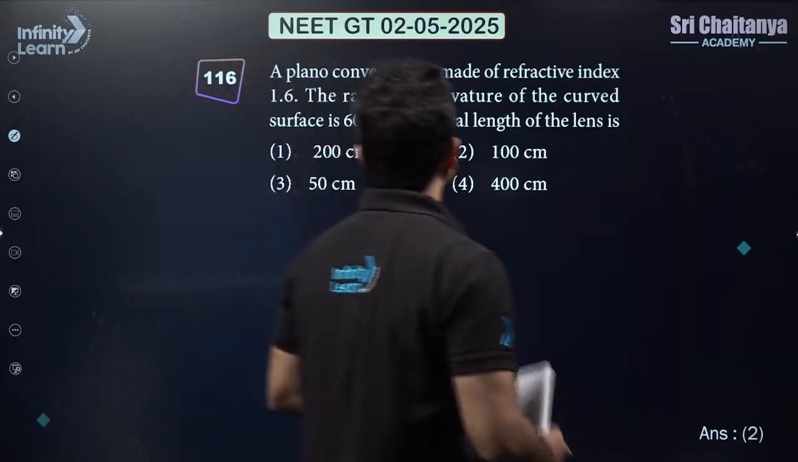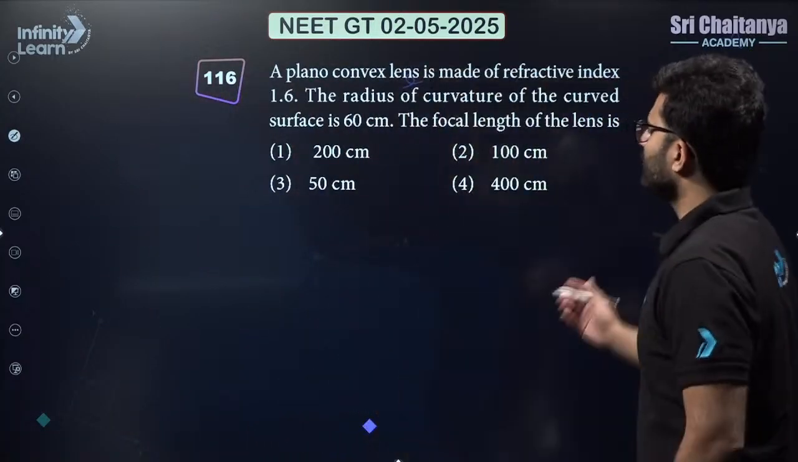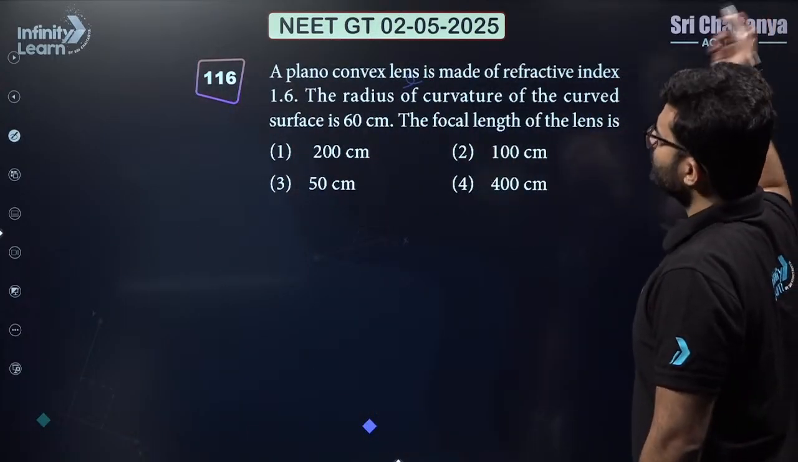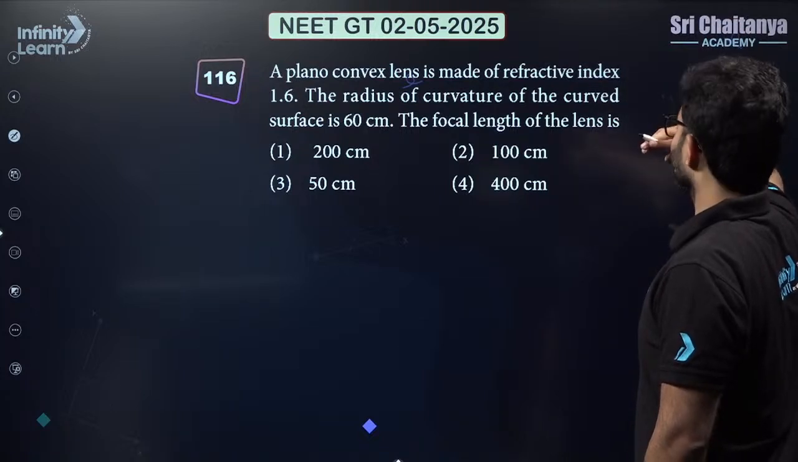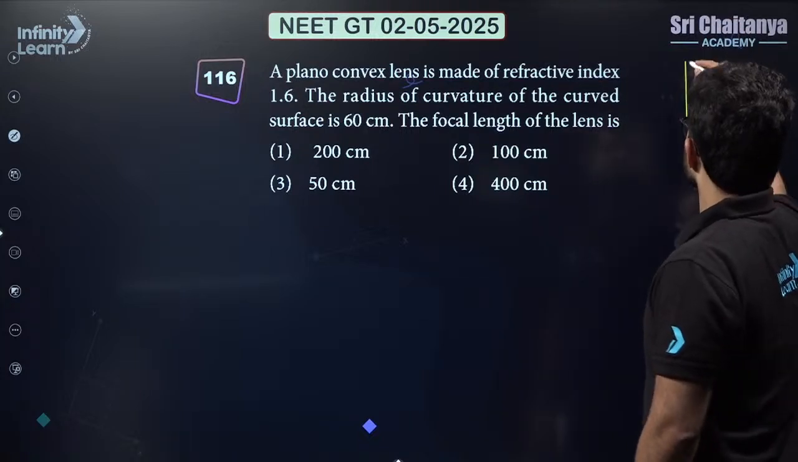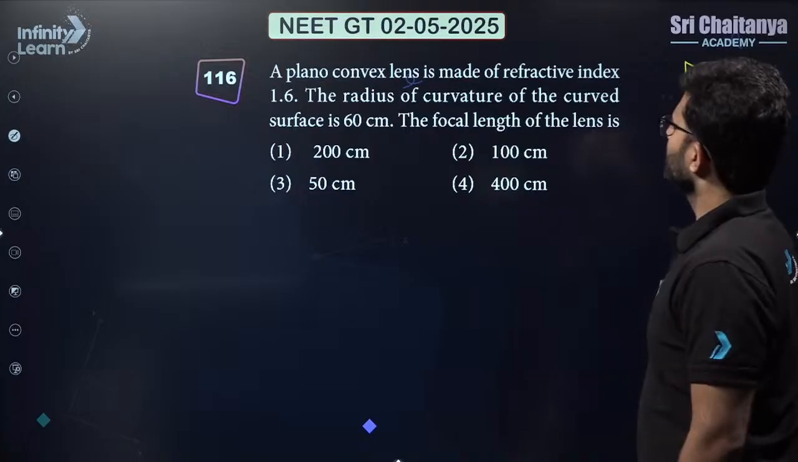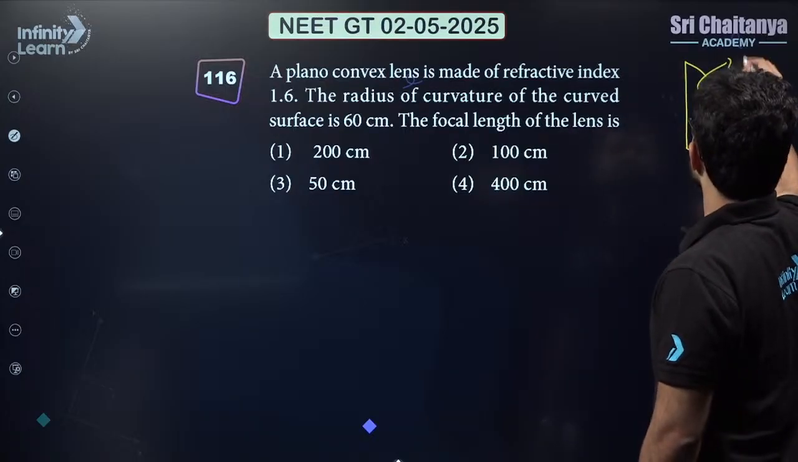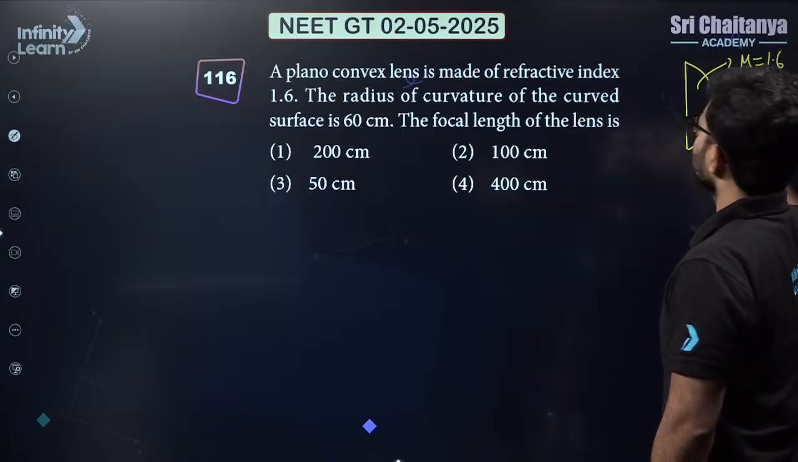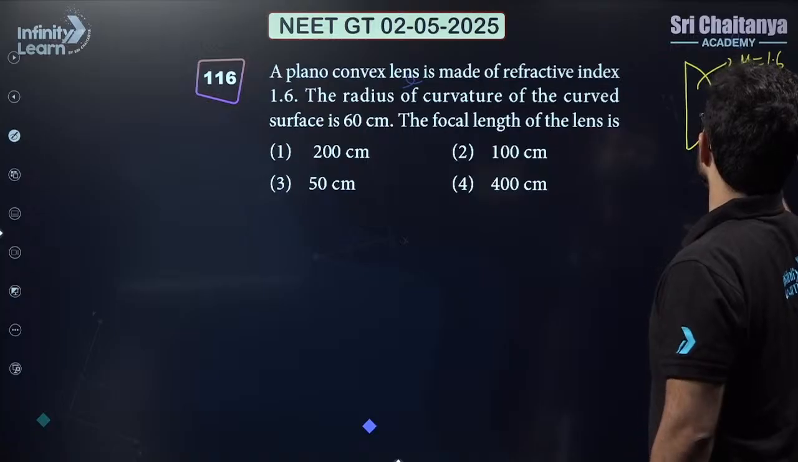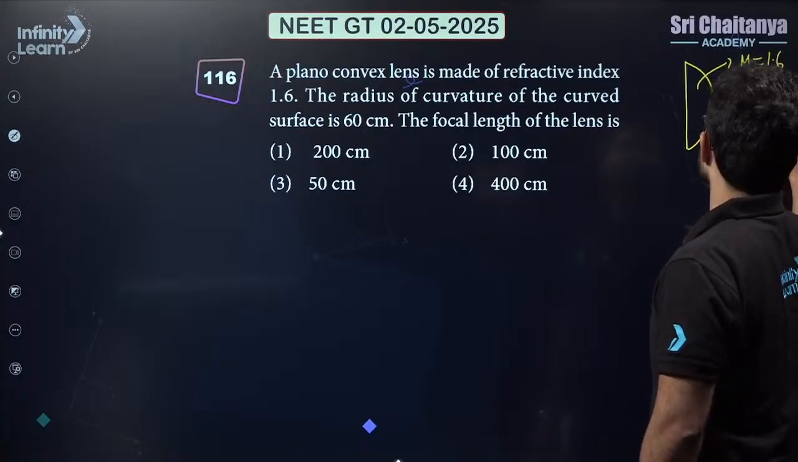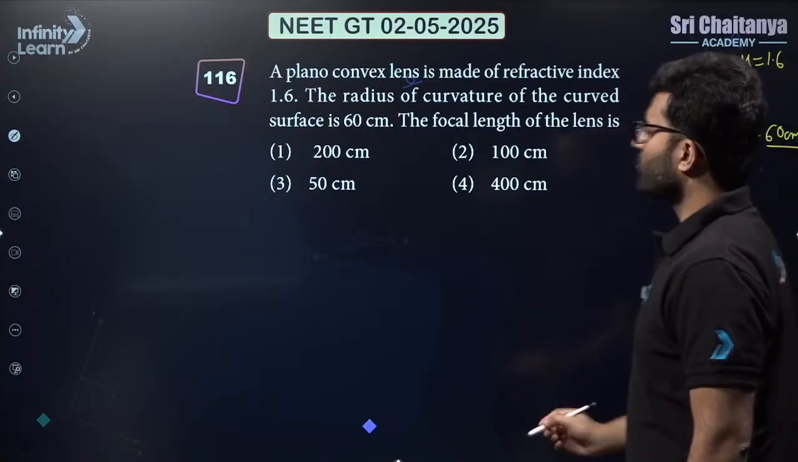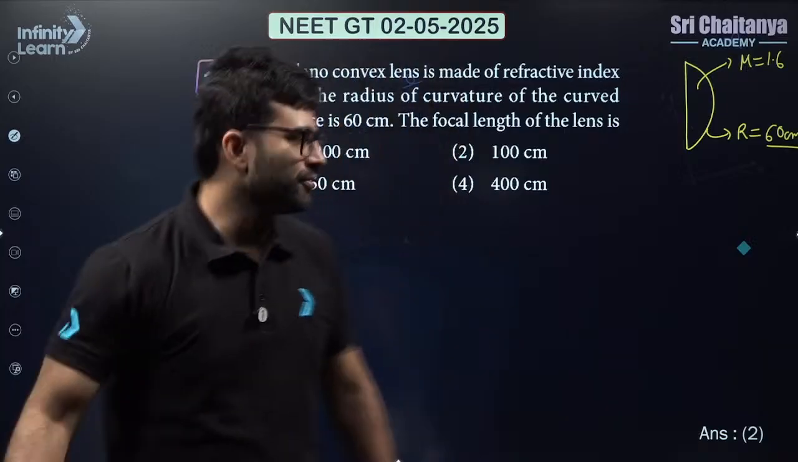Next, a plano-convex lens is made up of refractive index 1.6. So we have a plano-convex lens like this. Refractive index is given. So what is the refractive index? Refractive index is 1.6. Radius of curvature is given to you. What is the radius of curvature? That is 60 centimeters. Okay. The focal length of the lens is very, very simple question, right?